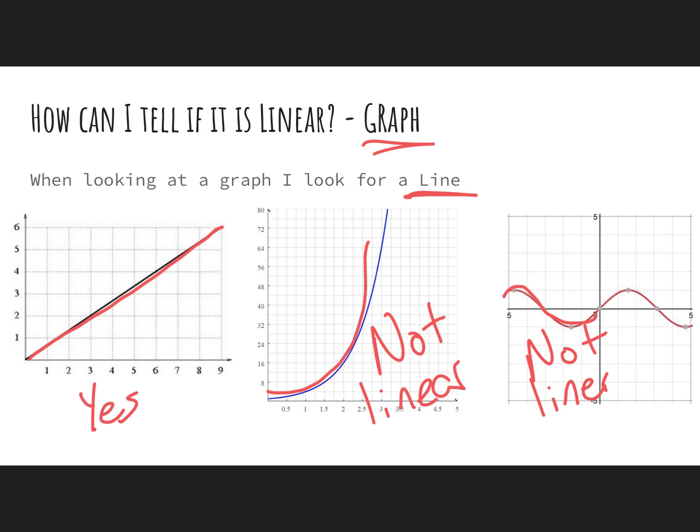Again, looking at a graph, it's pretty simple. You may see a graph with dots all in a line. That would also be considered linear, as long as they're in a line.